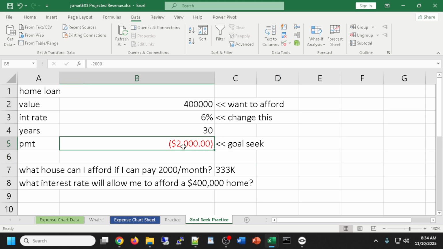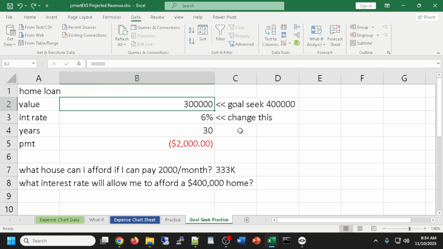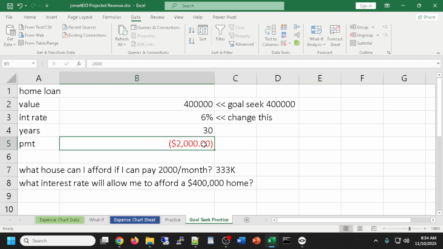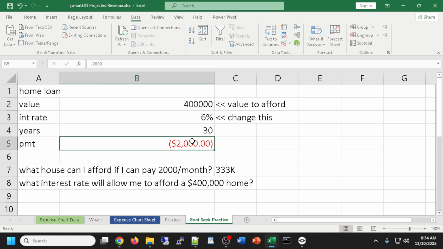So what will give me $2,000? Oh, and that is, I have to change that back to my formula. That's what I did wrong. This has to be that formula again because I'm seeking 2,000 a month. So again, this is the value I want to afford. This is the interest rate, and the payment.